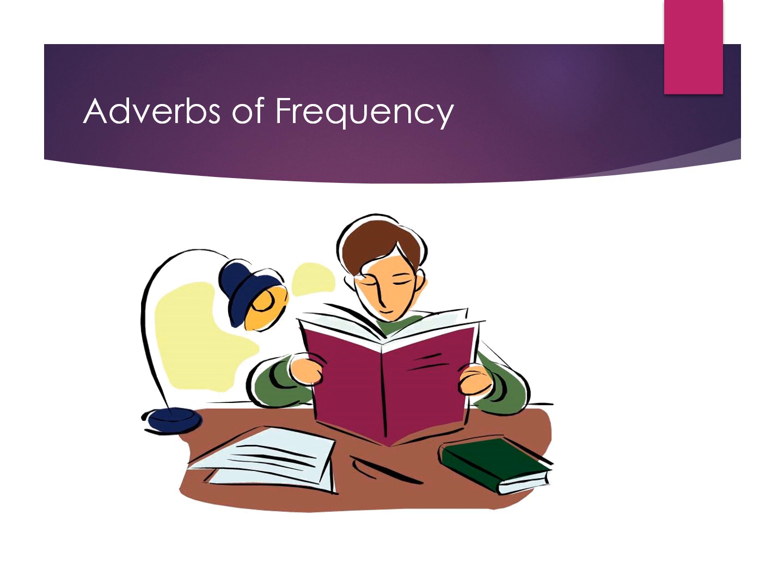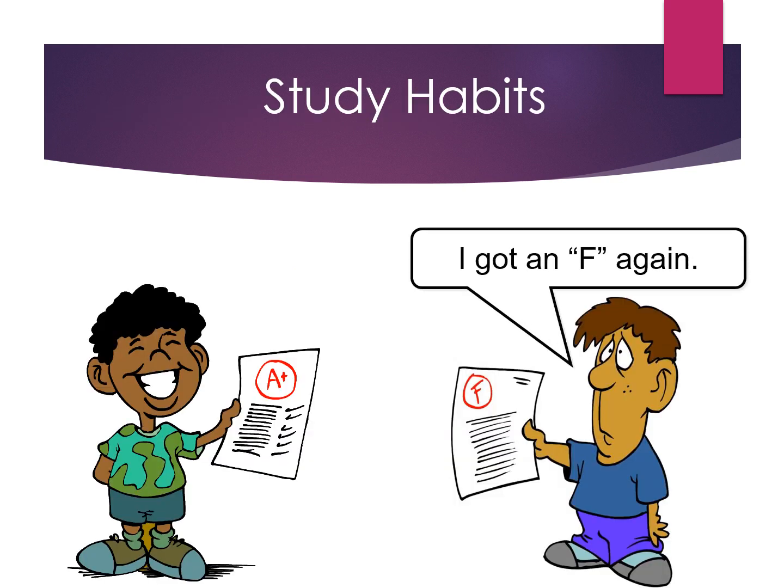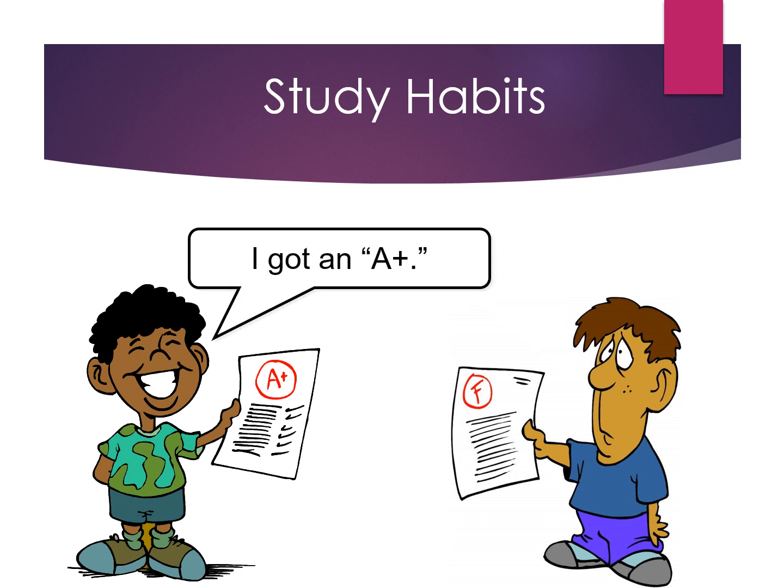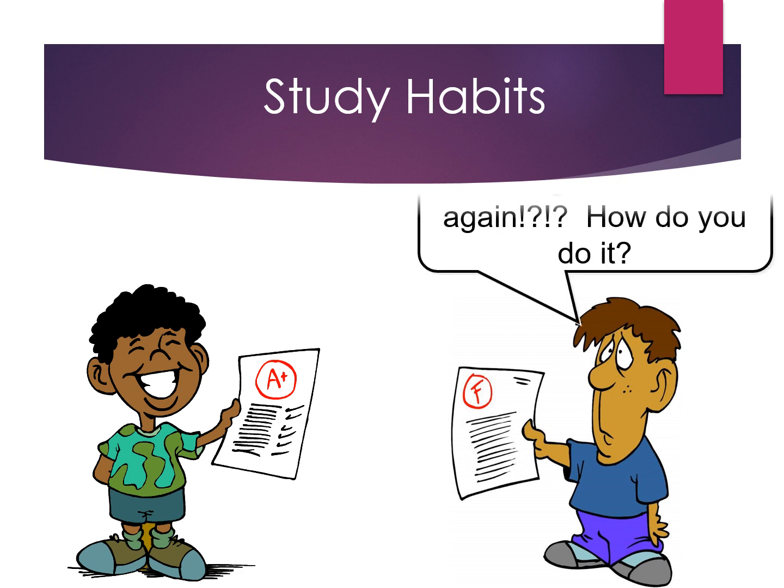Adverbs of frequency. We're going to take a look at a small conversation between these two guys, and the first one says, I got an F again, which means he got a very bad grade. And the other one replies, I got an A plus, which is 100% of a grade. You got an A plus again? How do you do it?